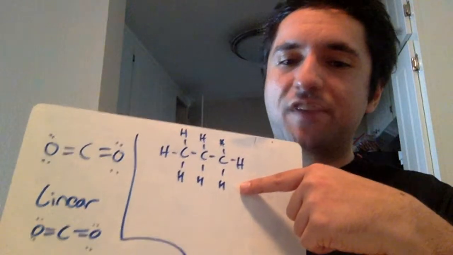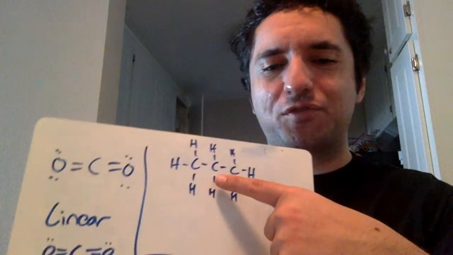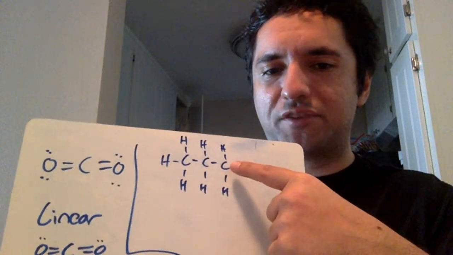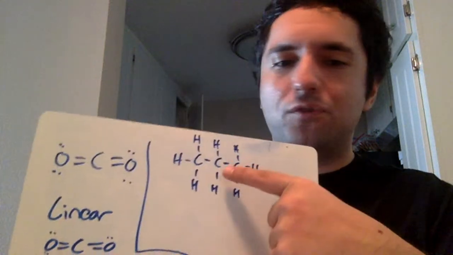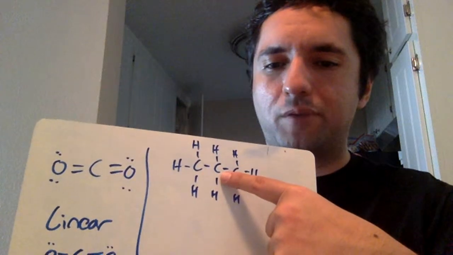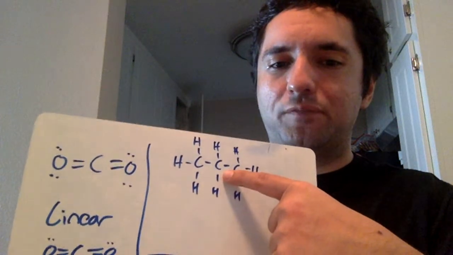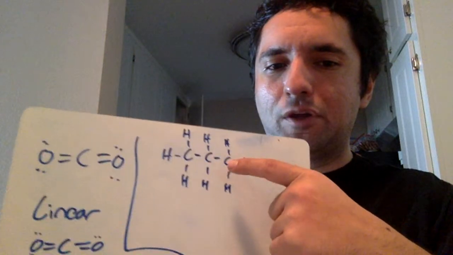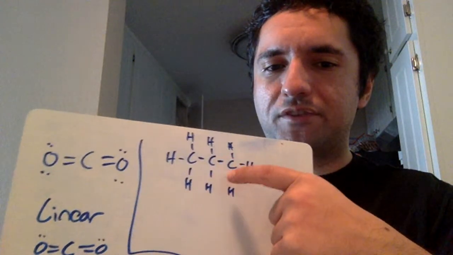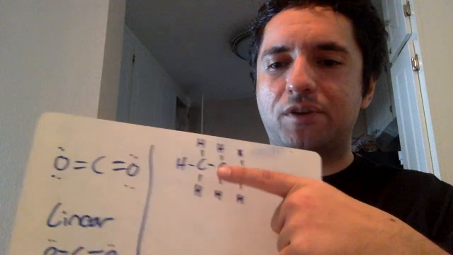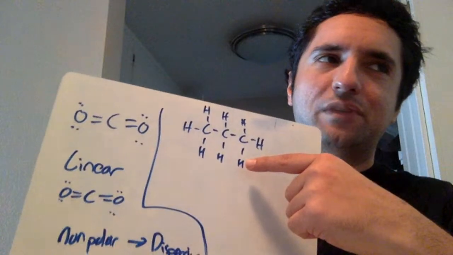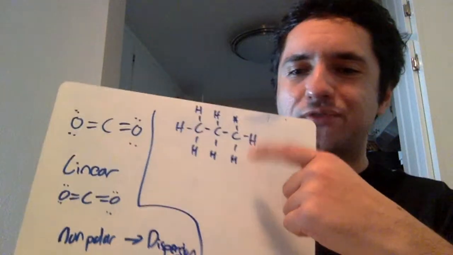When it comes to the VSEPR shape of this thing, it's kind of tricky because the central atom is carbon, but it's also surrounded by this carbon, that carbon. But really, you can just look at this one being the central atom. It has 4 single bonds around it, and this one has 4 single bonds around it too, and so does that one. So it's a little bit tricky. It's kind of like linear, but also tetrahedral.